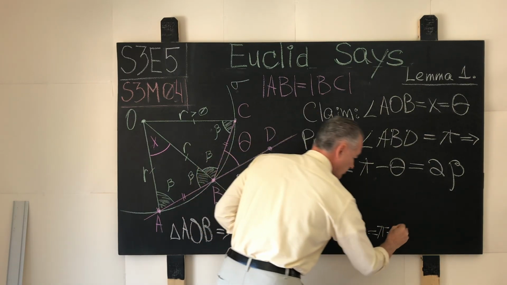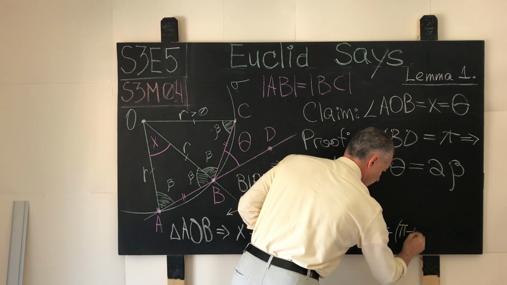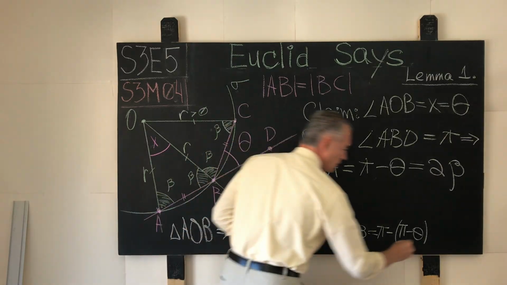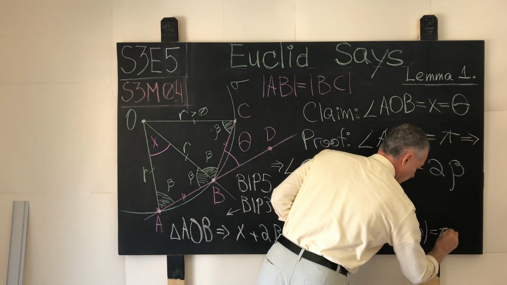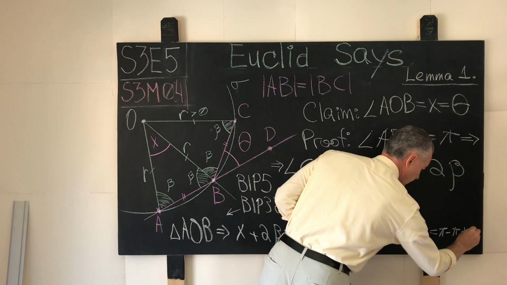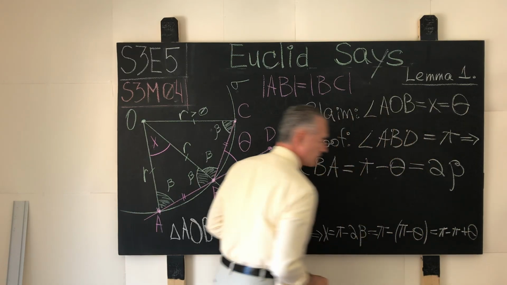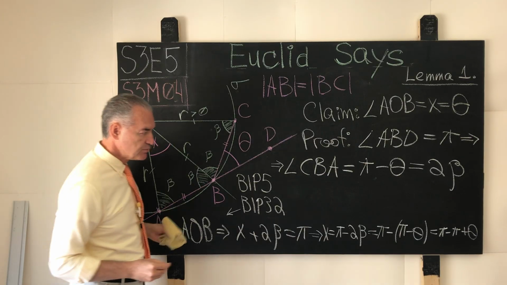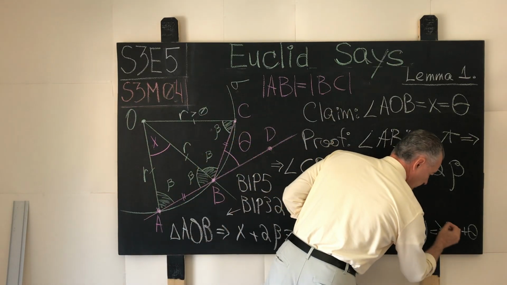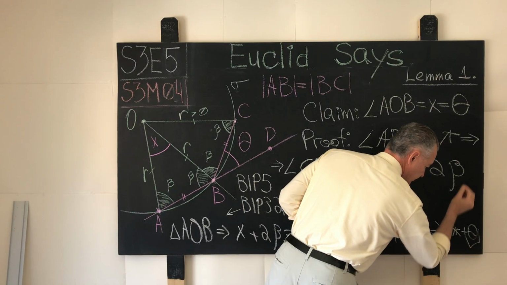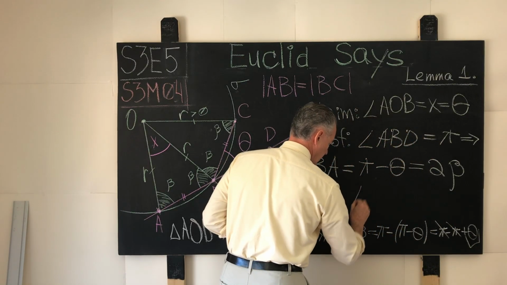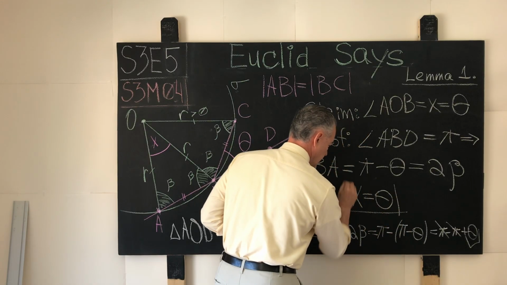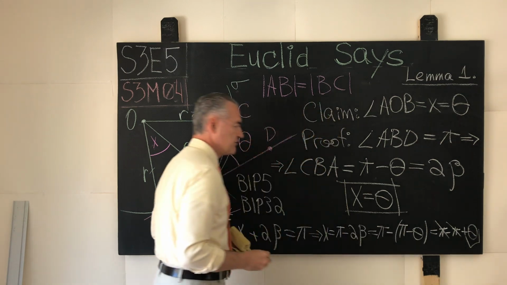Pi minus theta. So minus pi minus theta. You see, open up the parentheses. What do we have? Pi minus pi plus theta. You see, typical middle school angle chasing manipulation, very short. Pi and pi cancel each other out. What remains? Theta. So what did we prove? We proved that the magnitude of the angle theta, x, is none other than our favorite angle theta.